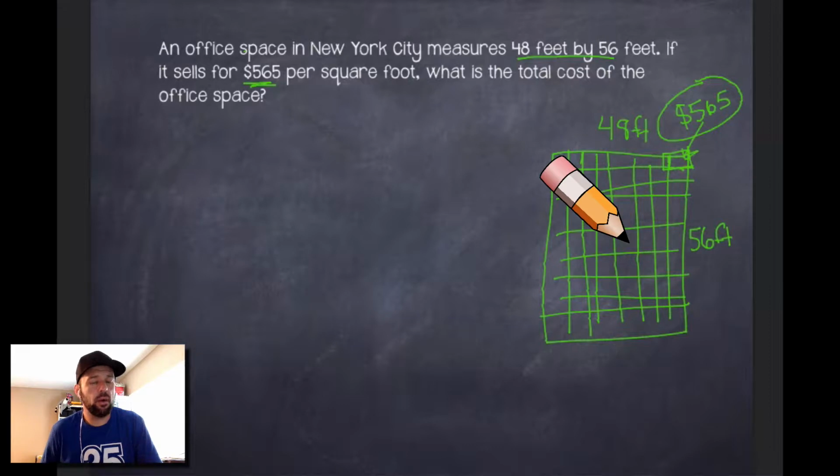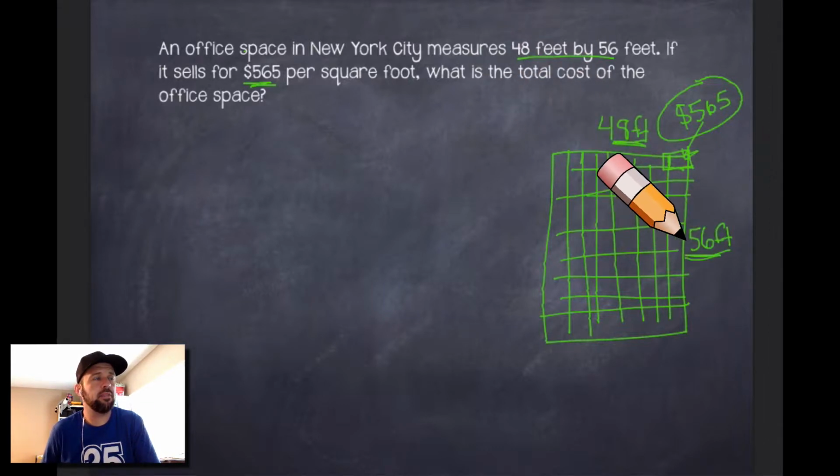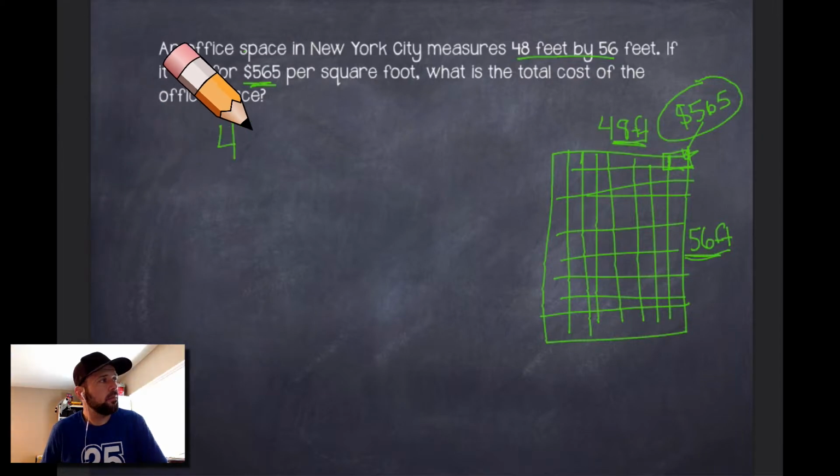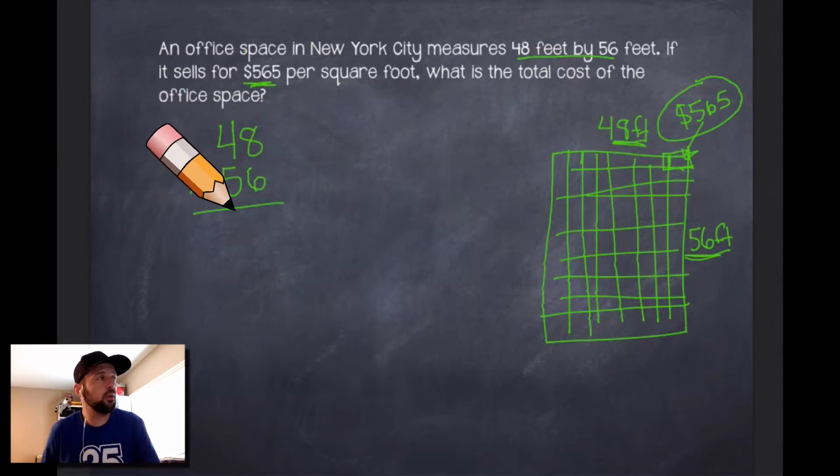So using what I know about area, I know if I multiply these two numbers, 48 and 56, that's going to give me the area. That's going to give me the total number of square feet that I have. So let's do that first. I'm going to multiply 48 times 56.